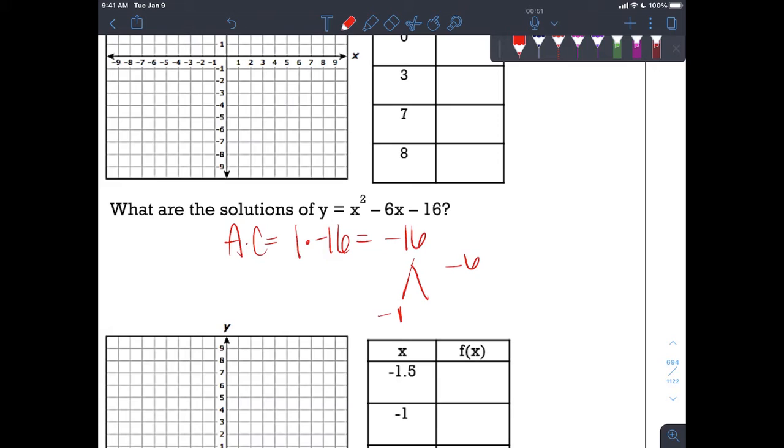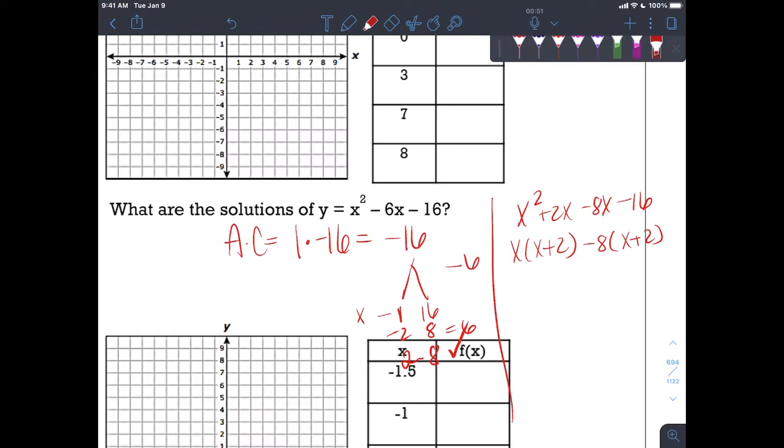So -1, +16, no, -2, +8. Well, that's +6. Okay, so let me switch them to -8. Yes, those are my numbers. So now I'm going to split apart my B value. Now I'm going to factor out of just the first two terms. Now I'm going to factor out of just the last two terms.